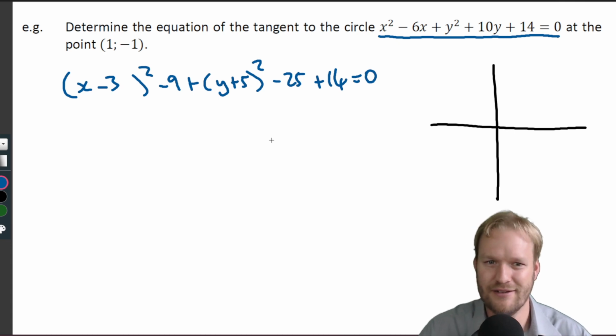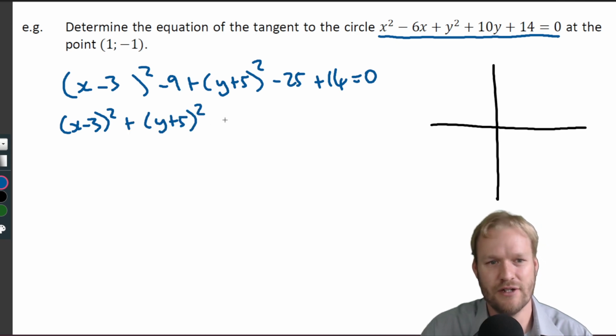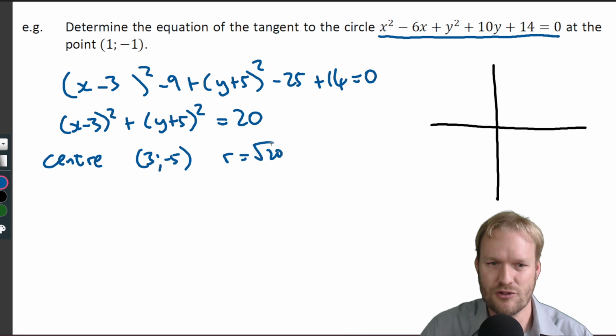Okay, hopefully we did a few of those, and in center radius form we went plus y plus 5 squared, minus 9, minus 25, plus 14. So that equals 20. So our center is at 3, minus 5. Remember, it's like minus 5. And our radius is root 20.